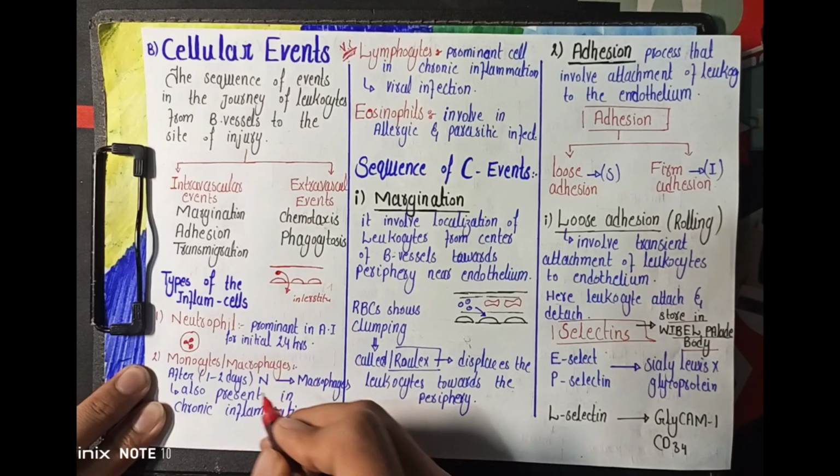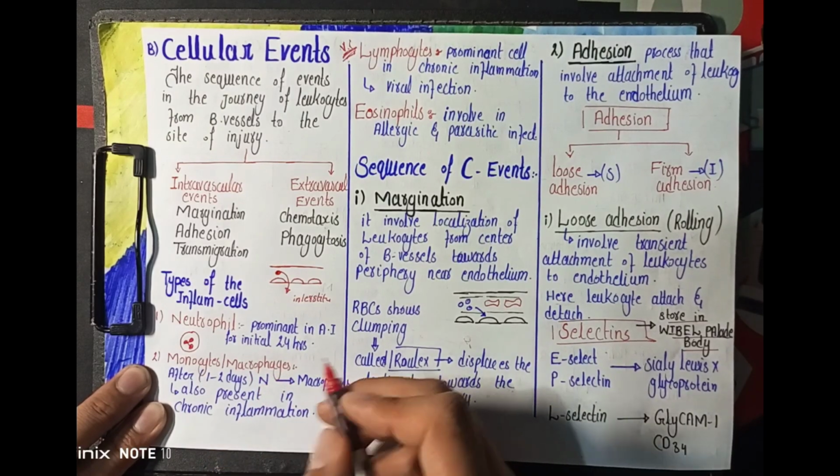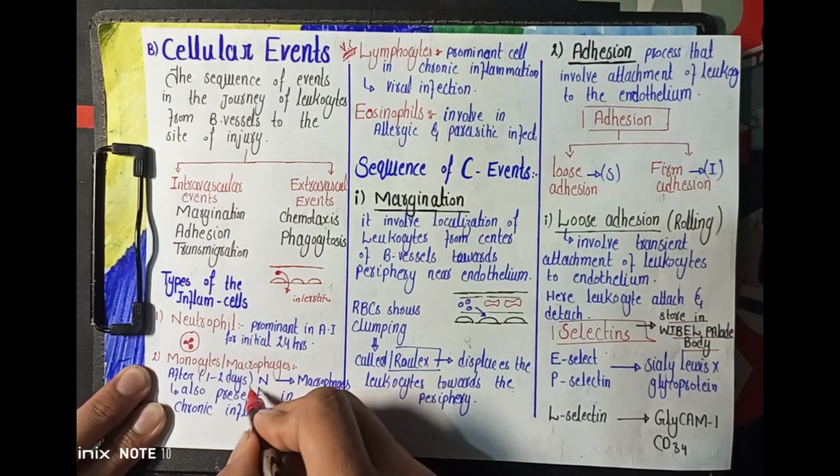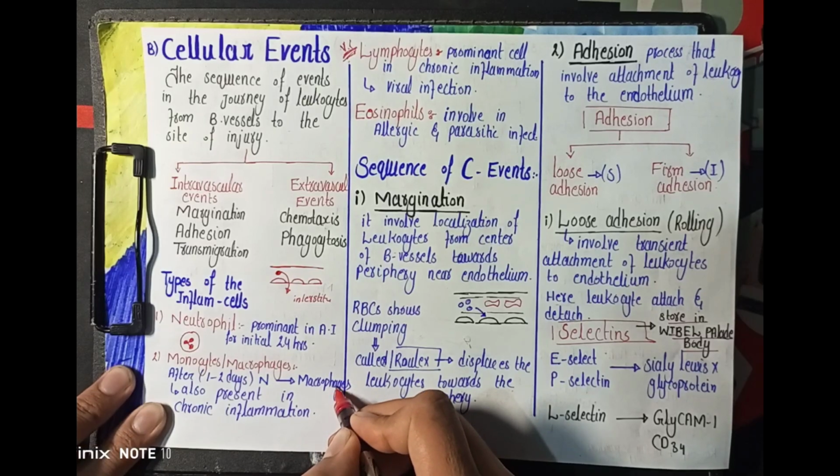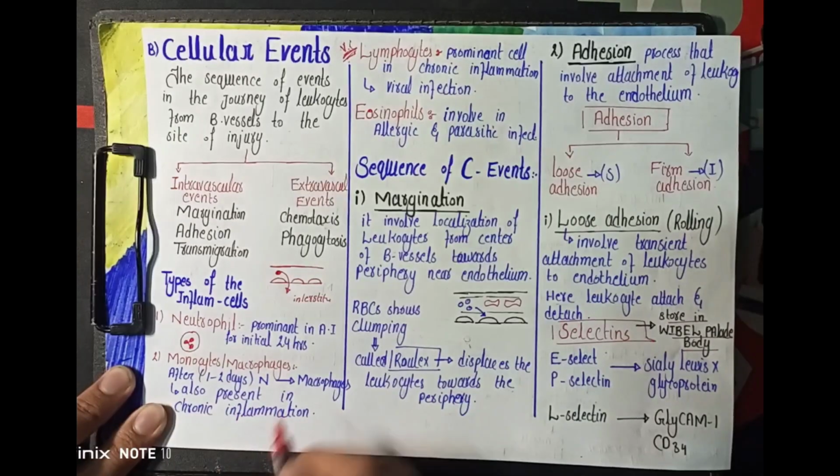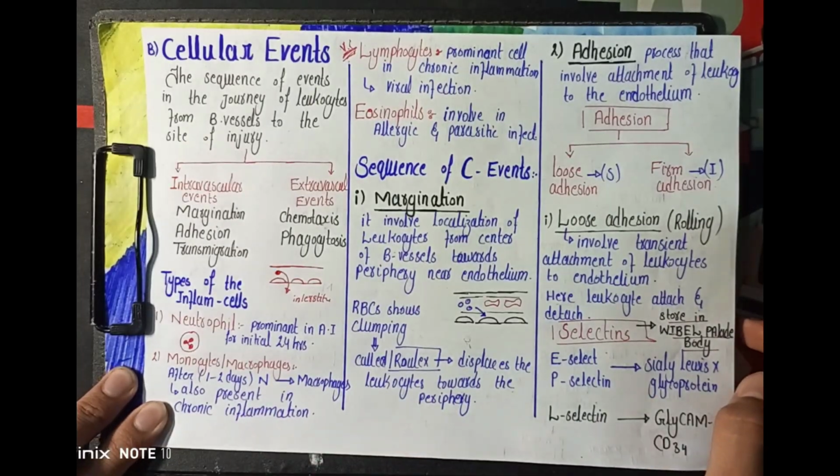दूसरा हमारे साथ है the monocytes or the macrophages. After 1 to 2 days of acute inflammation, these neutrophils are replaced by the macrophages and these macrophages are also present in the chronic inflammation.